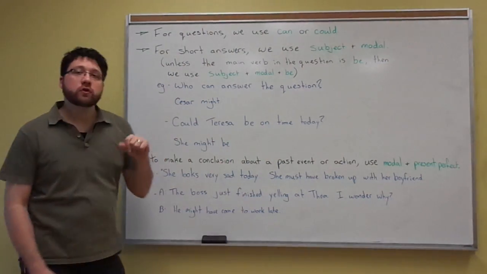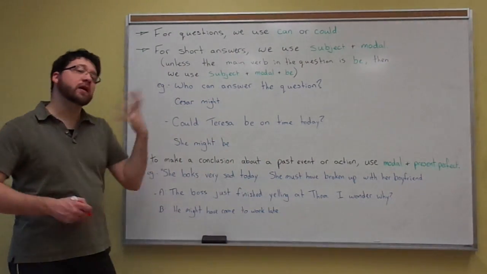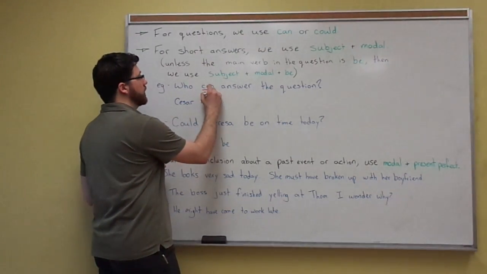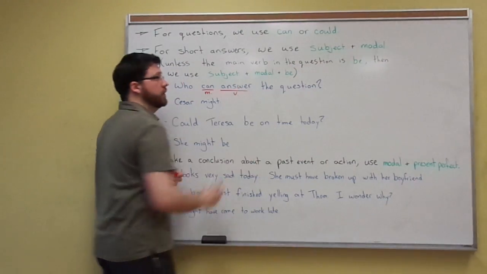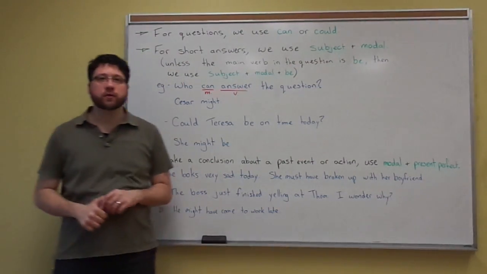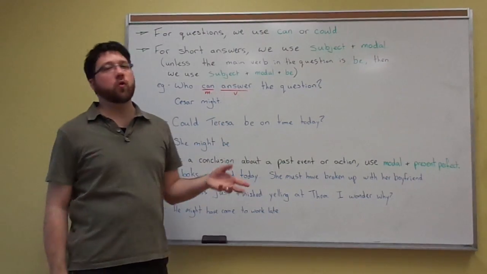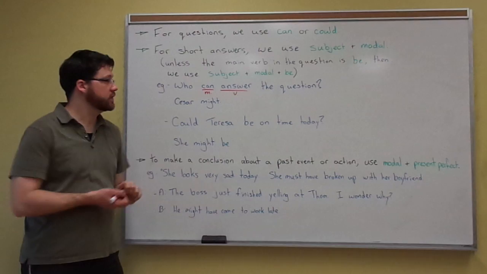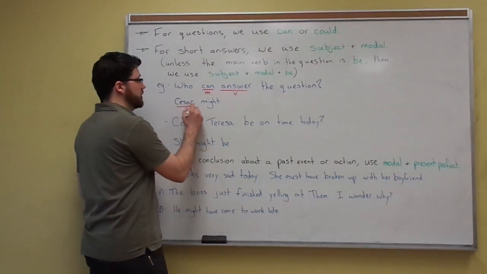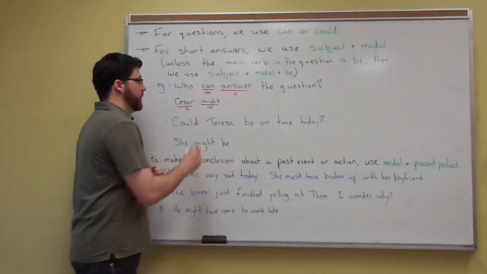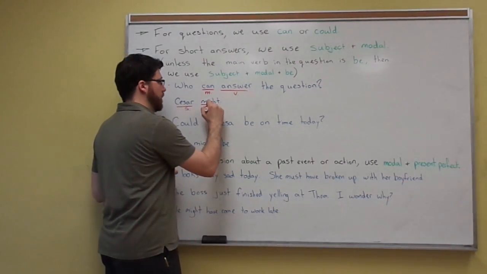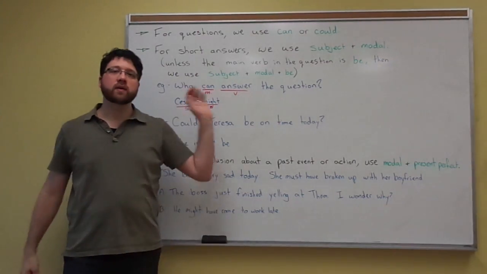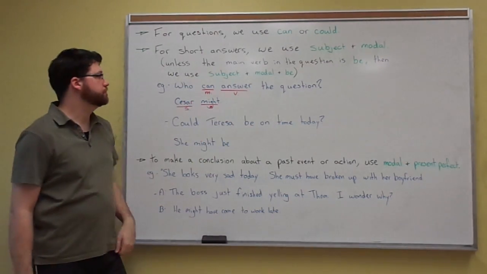So, I'll give you two examples. The first is, who can answer the question? And again, our modal here, can. Our verb, answer. Who can answer the question? Our answer is César might. And César, subject. Might, not the verb, but the modal. César might. We don't need to include the verb.